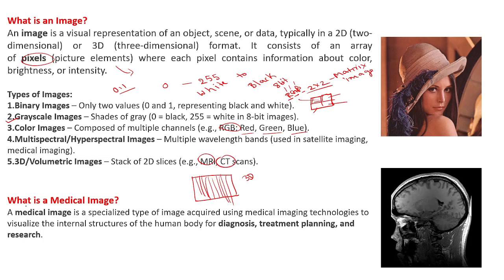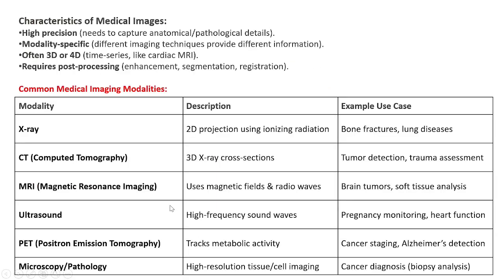And what is a medical image? A medical image is a specialized type of image acquired using medical imaging technologies to visualize the internal structure of the human body for diagnosis, treatment planning, and research. So these three are very important. Why do we need a medical image? Okay, so we know this.